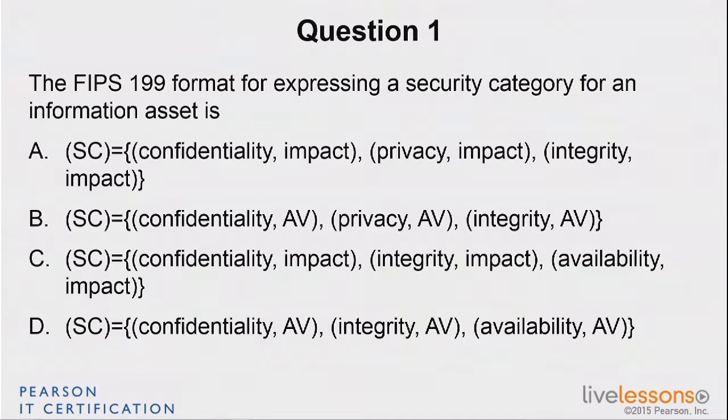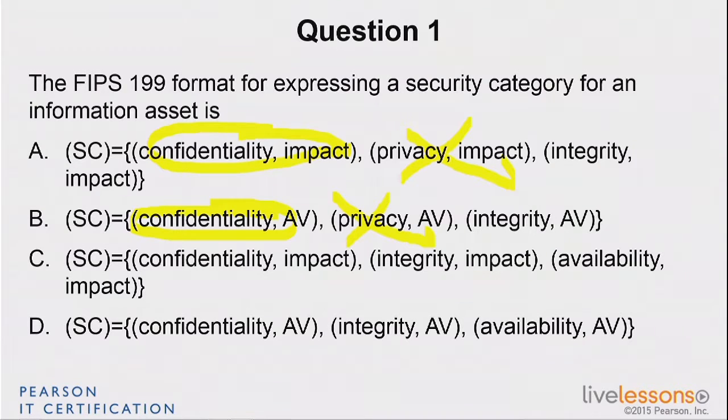So if we look at our first choice, it's giving us confidentiality and impact. Okay, that works. But then it gives us privacy and impact. And while privacy is certainly important, it is not part of our security objectives. Our security objectives were confidentiality, integrity, and availability. So we know that that one's not going to work. We look at the next one, starts with confidentiality. Oh, also has privacy, and that doesn't work.